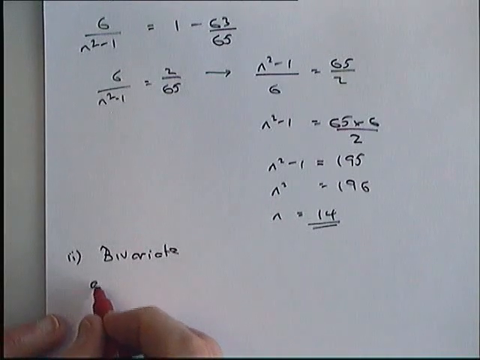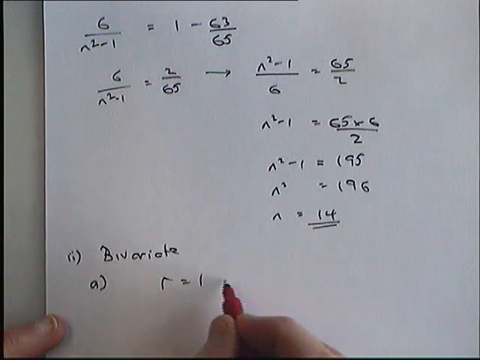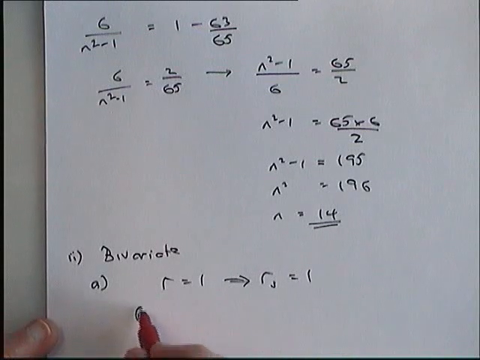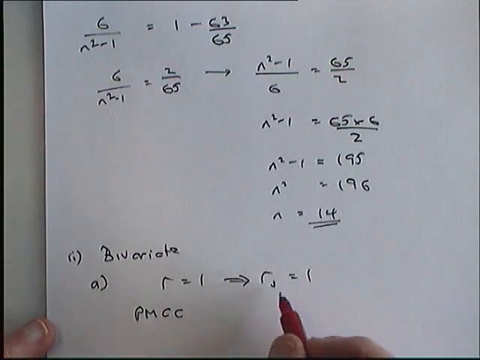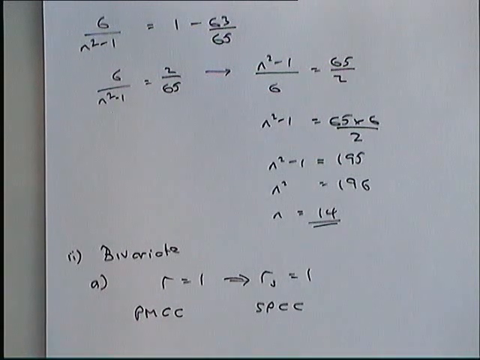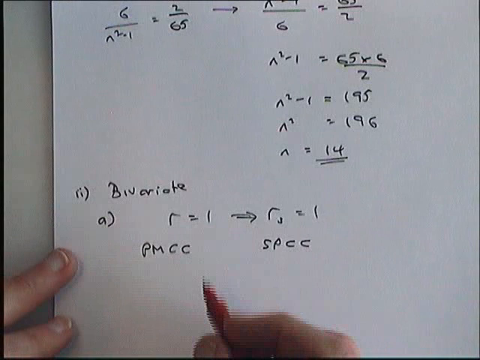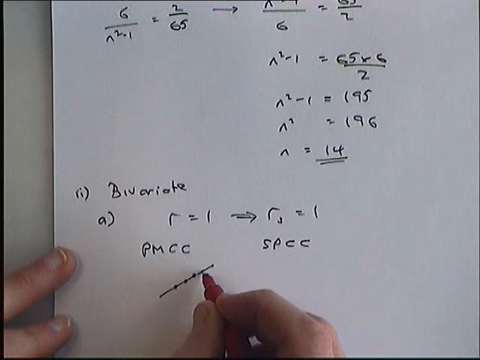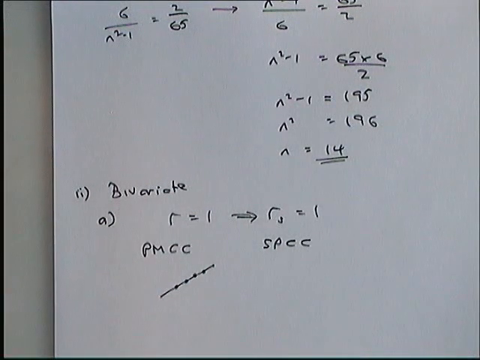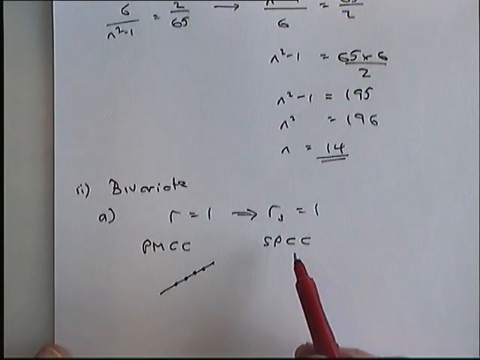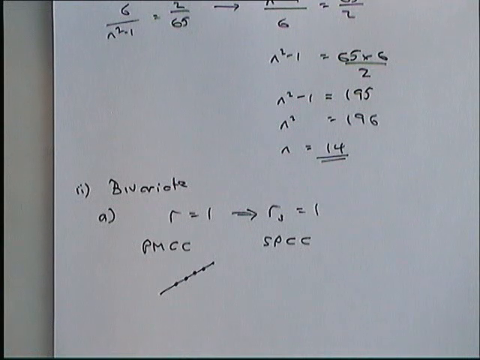So in part A, they're asking you to say whether r equals 1 implies that rs equals 1. Where this r here is the product moment correlation coefficient, and this rs over here is Spearman's rank correlation coefficient. And is this statement true or false? And you've got to explain why. If the product moment correlation coefficient is 1, that means you have a line and all your points are exactly on the line. There's no deviation away from that line whatsoever. Well, if that's the case, Spearman's rank correlation coefficient will also be 1.